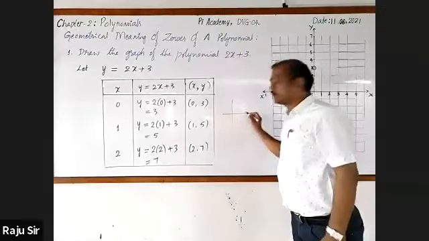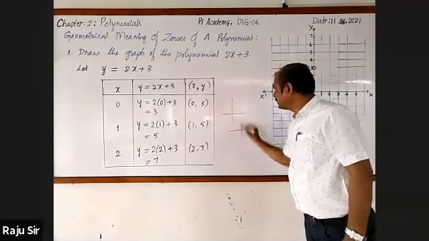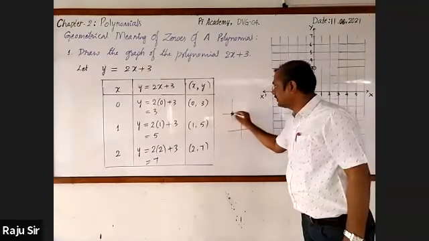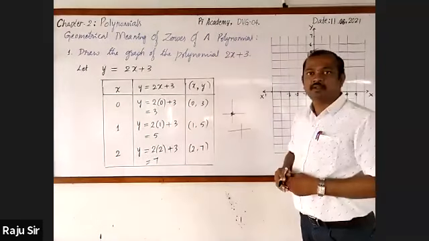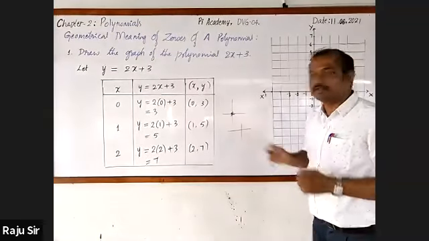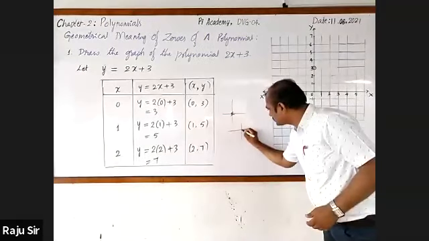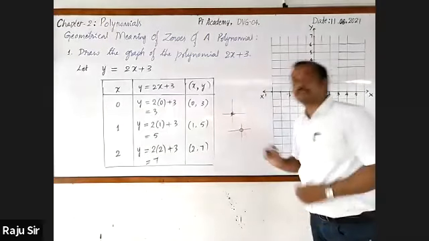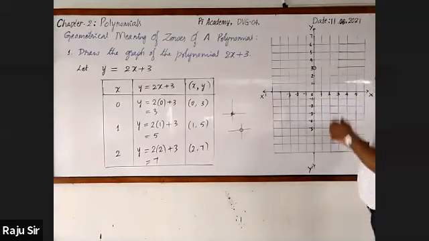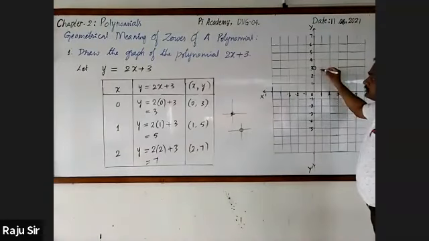Follow this method of locating. Some students will go for locating by putting stars like this. We won't get the exact point. So just do one thing. Just put a dot and encircle it. It looks neat also. It is 0, 3.